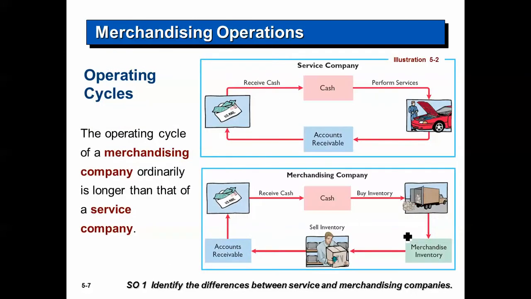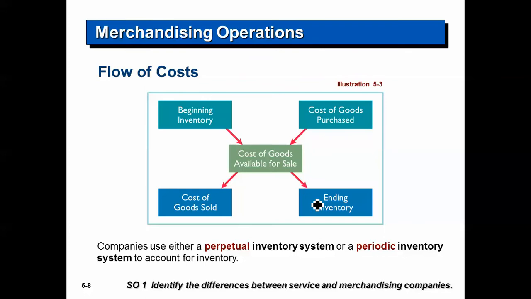Now, the operating cycle for a service company: we perform the service on account, then we collect the money, and that's it. For a merchandise company, though, we have to take cash, buy in inventory, then put it on our shelf, which we call merchandise inventory. Then we sell the inventory, and then we collect the cash. So inventory is the difference between a merchandise company and a service company. Now the flow of cost: the cost of goods sold is the beginning inventory plus the cost that I purchased minus the ending inventory.